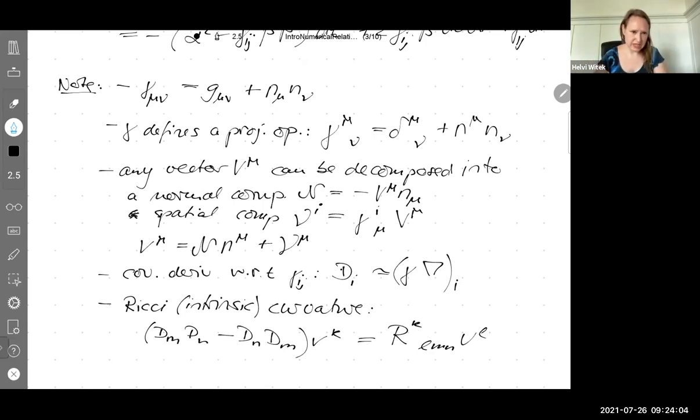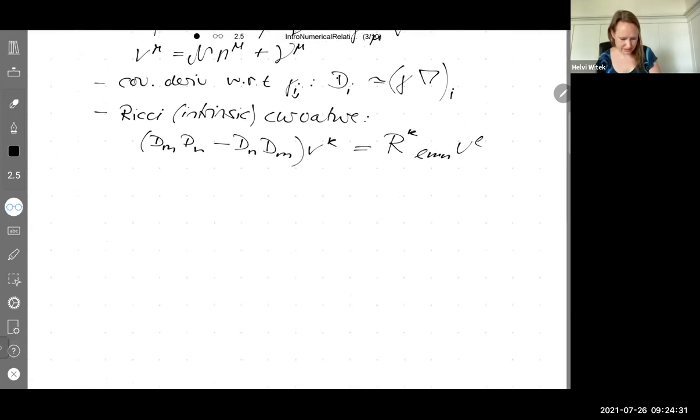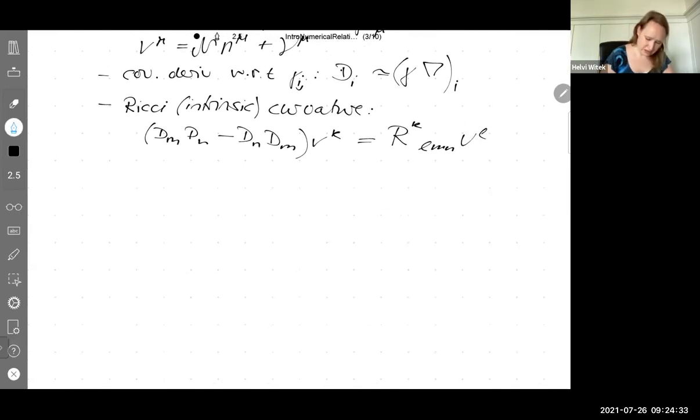Okay, so now we have described our coordinates and basically described our quantities, or described our foliation. There's one more item that we need to understand, and that is how our hypersurfaces are embedded in our spacetime. We will not always have flat hypersurfaces; the hypersurface will be curved, and how this hypersurface is curved is described by the extrinsic curvature. That's the last quantity that we need to completely describe our spacetime.